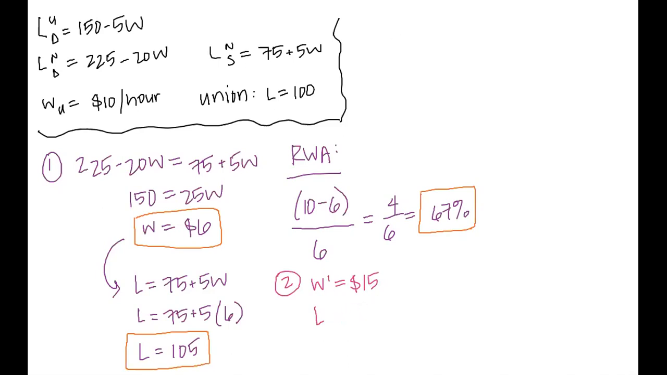I'll rewrite that. LUD, labor demand for unions, is 150 minus 5 times 15. We know that that is 150 minus 75. So this becomes 75. And then they wanted to know how many workers lost their jobs. We can see beforehand up here that the union sector had 100 workers. So if they had 100 and now they're only demanding 75, we can see that 25 workers lost their jobs.